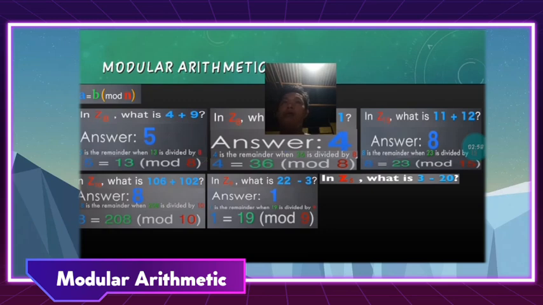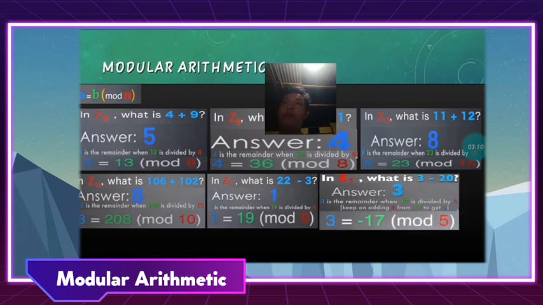How about Z sub 5? What is 3 minus 20? The answer is 3. You may keep on adding 5 to negative 17, and as you reach the number from 0 to 4, you will get 3. So we may write 3 is equal to negative 17 modulo 5.